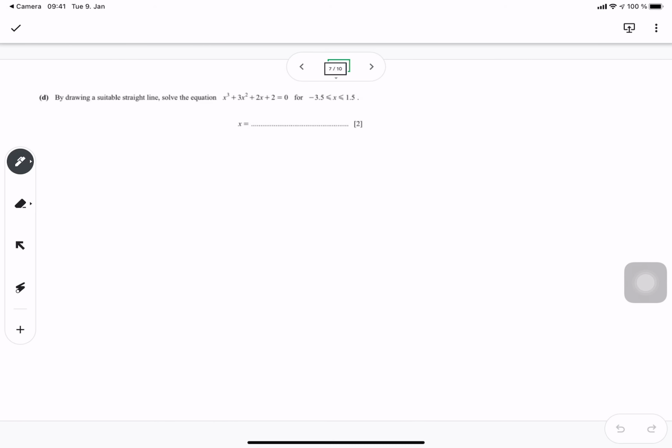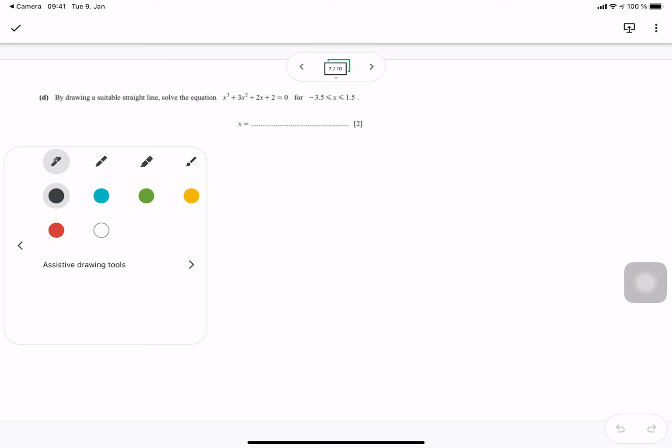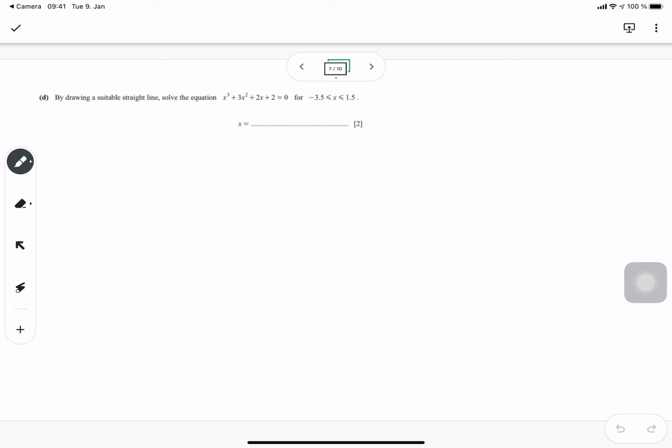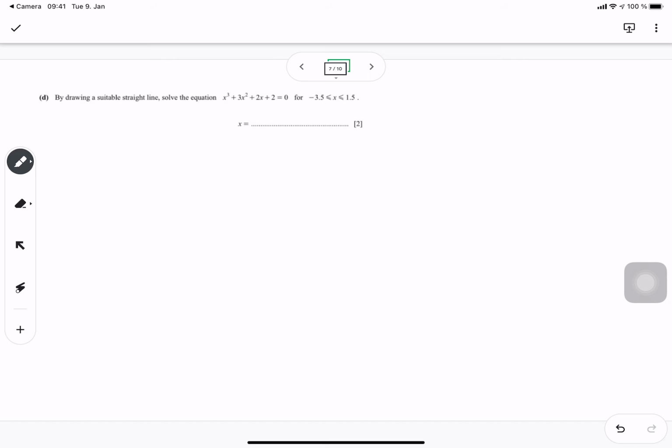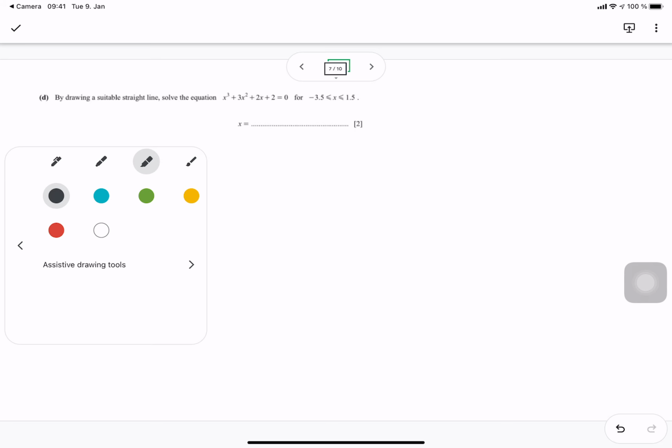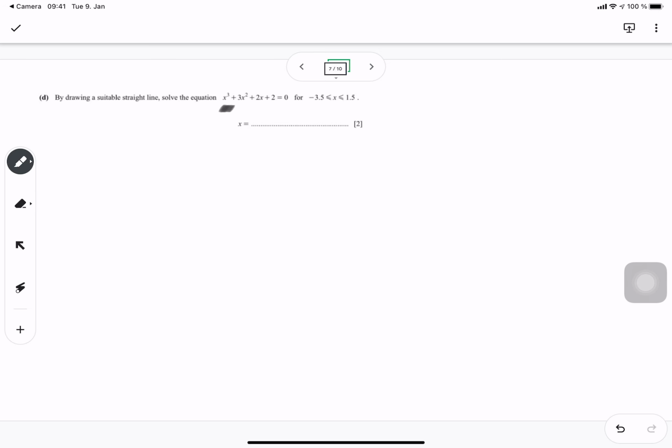Okay. Now, we need to compare what we have here to what we've drawn. What we had was x cubed, 3x squared, and plus 2. So instead of drawing this function, I can just manipulate it to make it what I want.